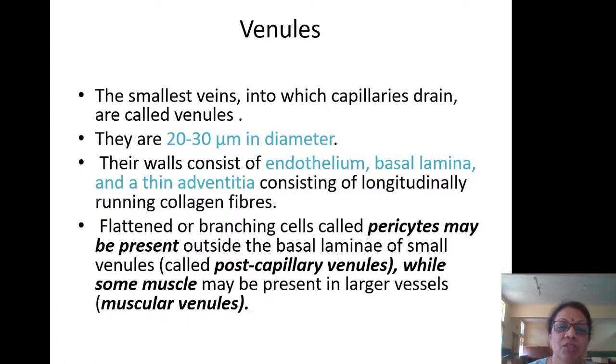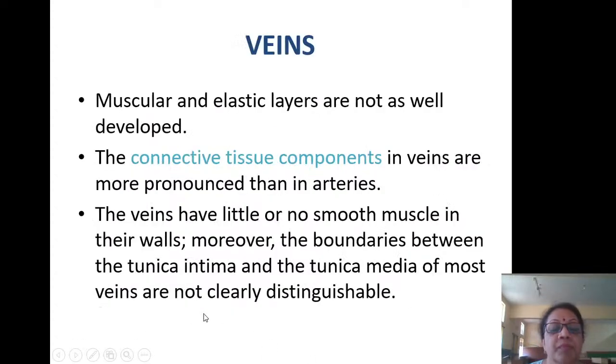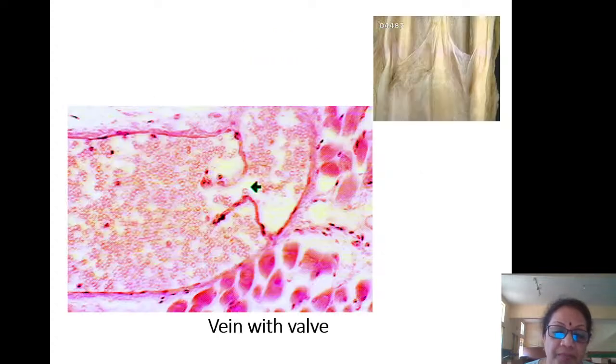Venules, they are the smallest veins into which the capillaries drain, 20 to 30 microns. They also have an endothelium, a basal lamina, and a very thin adventitia, almost no media. And they will also have pericytes. A little bit of muscle may be there in some, and then we call them muscular venules. If there is muscle, it will offer resistance to the flow of blood, and veins are very low pressure systems. So muscle in general is avoided in the structure of a vein. The connective tissue components are much more pronounced, with little or no smooth muscle.